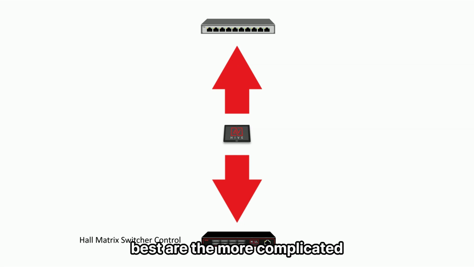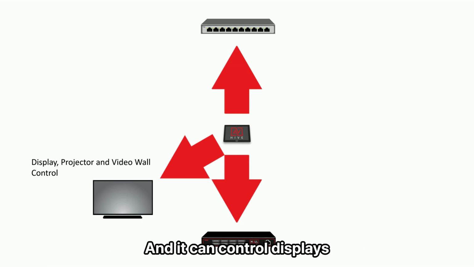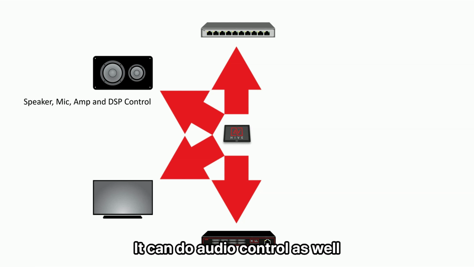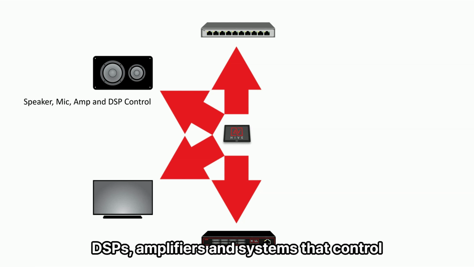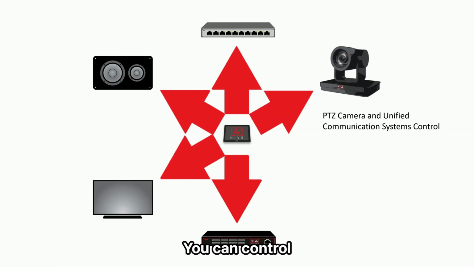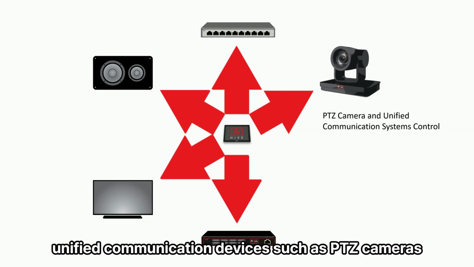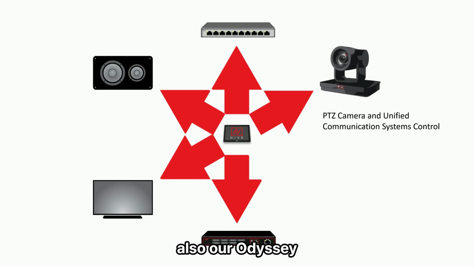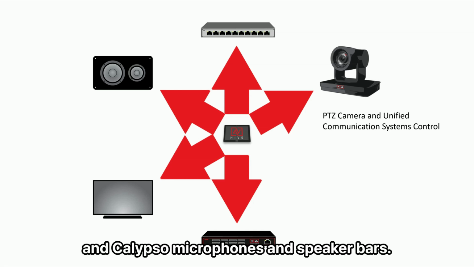What it does best are the more complicated devices that need control, like matrix switchers. It's great with the MC200, all the HSM line of switchers, and of course Versa, our smartest matrix switcher. And it can control displays, projectors, and video walls. It can do audio control as well, different DSPs, amplifiers, and systems that control microphone and speaker audio. It can control unified communication devices such as PTZ cameras, also our Odyssey and our Calypso phones, and speaker bars.